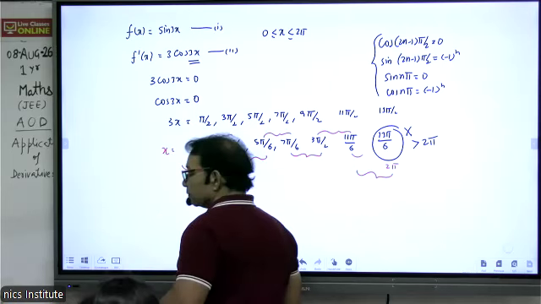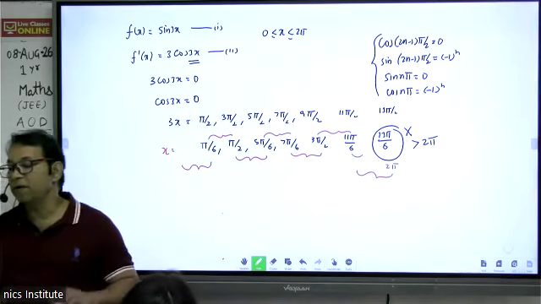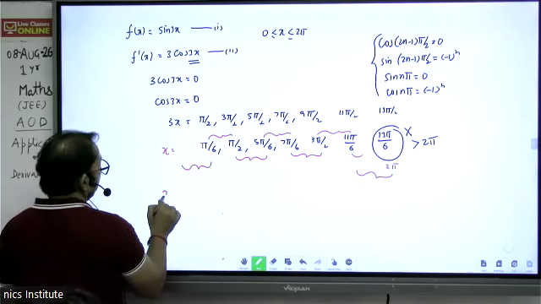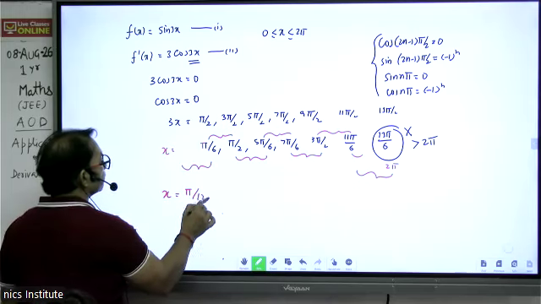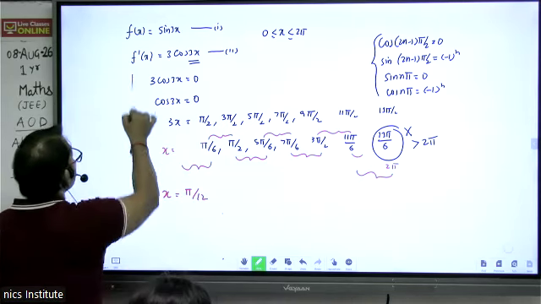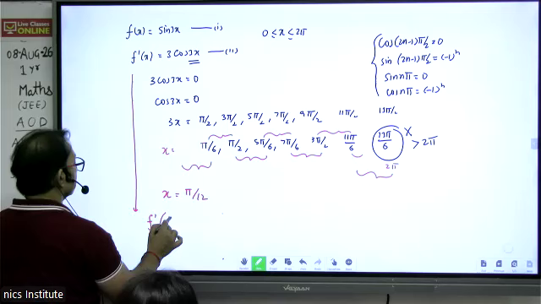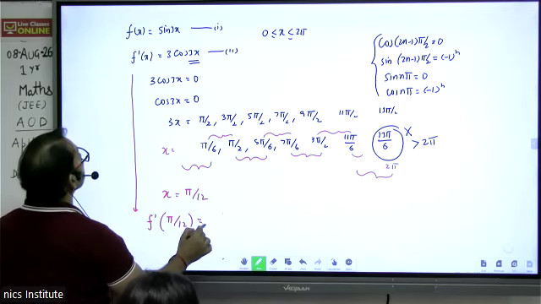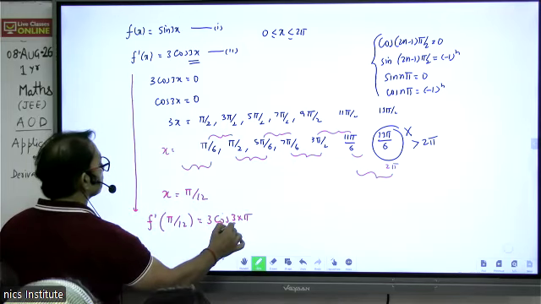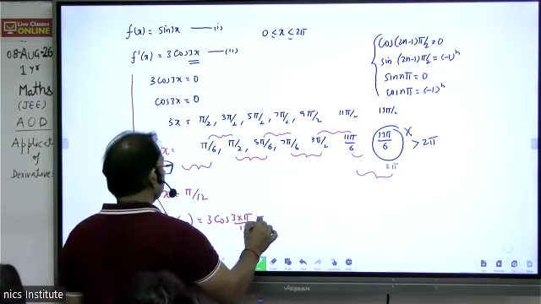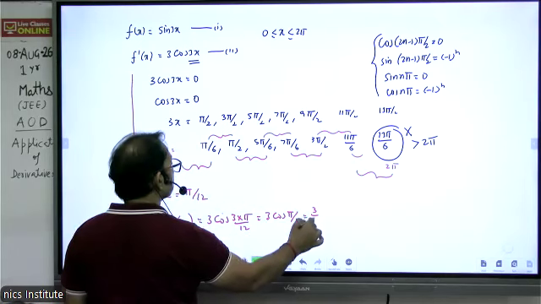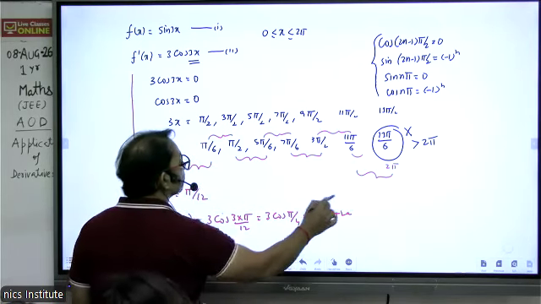Now let's do one thing. Let's take a point between 0 and pi by 6. So I'll take x is equal to pi by 12. Why pi by 12? Because 12 is a multiple of 3. Where do we substitute it? In the derivative. What is f dash pi by 12? 3 cos 3x. So it is 3 cos pi by 4. Cos pi by 4 is 1 by root 2, which is positive.